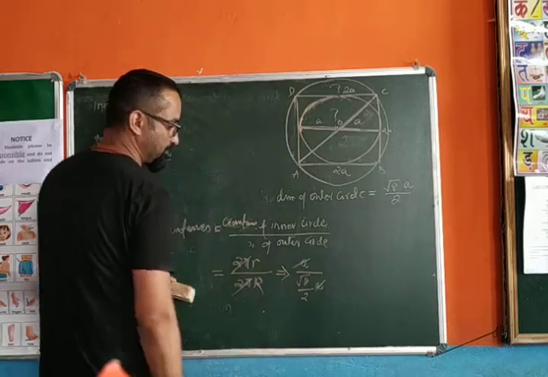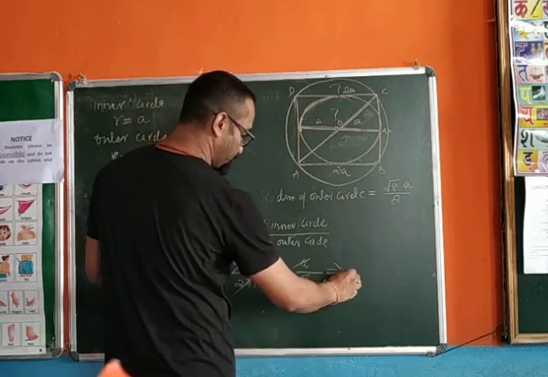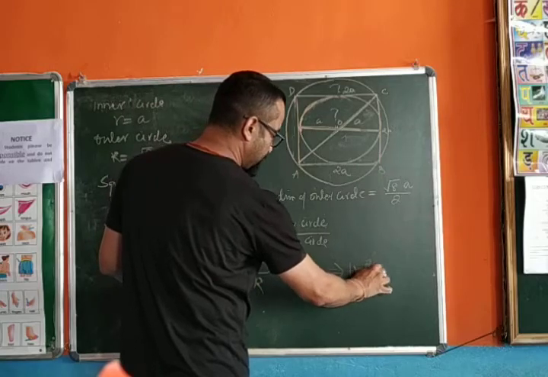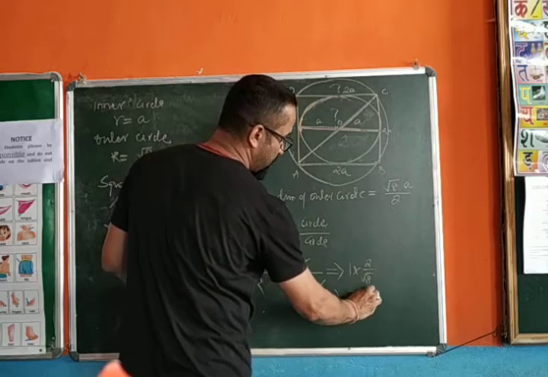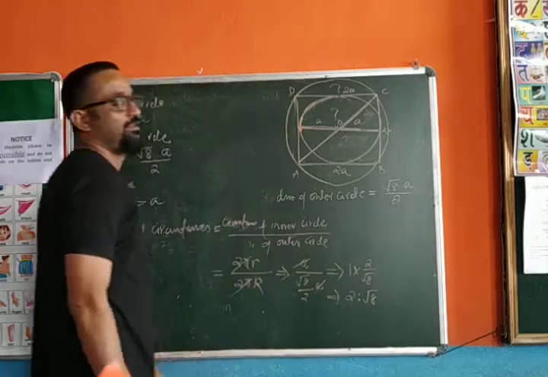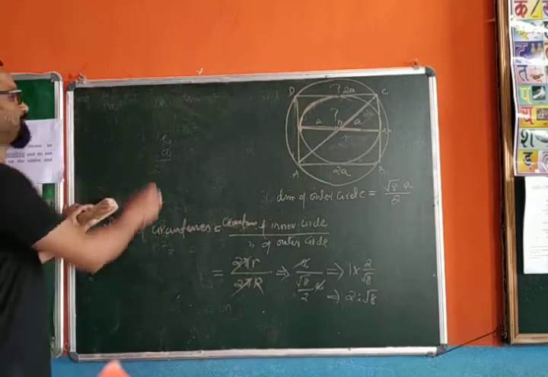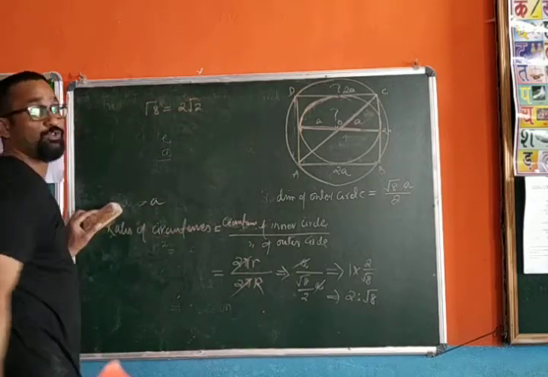Cancel A. Take a reciprocal of this. When you take a reciprocal of this, you get 1 into 2 divided by root 8, which can be written as 2 is to root 8. You can leave it like this, or you can simplify it further. Root 8 can be written as 2 root 2.